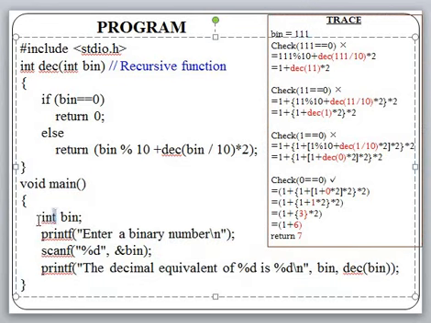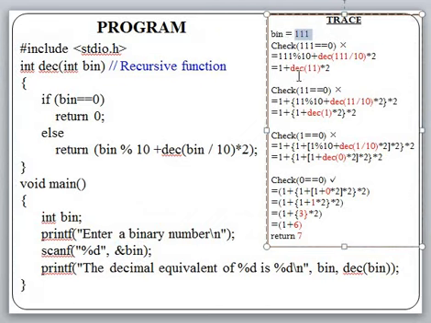Since we declared bin as an int, it will ask us to enter a value from the keyboard: "Enter a binary number." The bin value we enter from the keyboard will be considered as 111. Now all of us know that 111 in binary is equal to 7 in decimal. But how exactly this conversion takes place is the important part of this program.